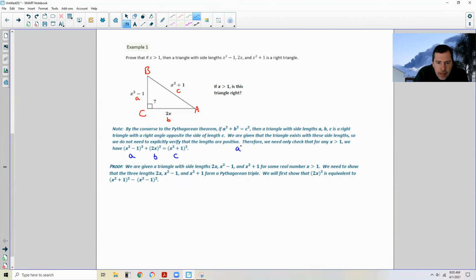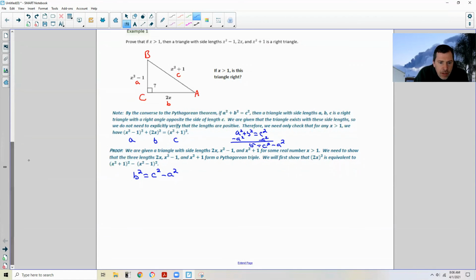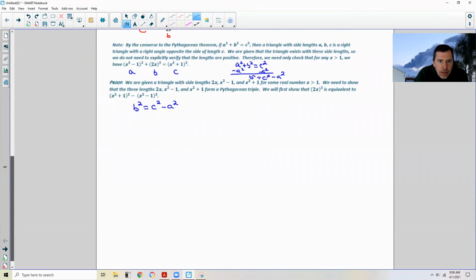So if I have a squared plus b squared equals c squared, and my 2x squared is equal to this, well, all they're doing is subtracting a squared to the other side. So they're saying b squared equals c squared minus a squared. So if this is b squared, then c squared, x squared plus 1, minus a squared, x squared minus 1. So all they're saying is b squared equals c squared minus a squared. That's the first thing we're showing. So I'm going to write that. b squared equals c squared minus a squared. Okay, it's still the Pythagorean theorem, it's just in a different form. It's isolating b.